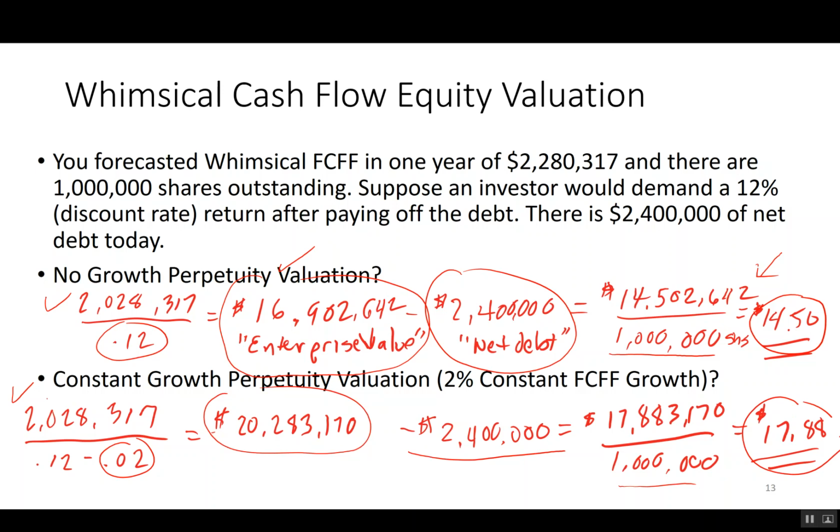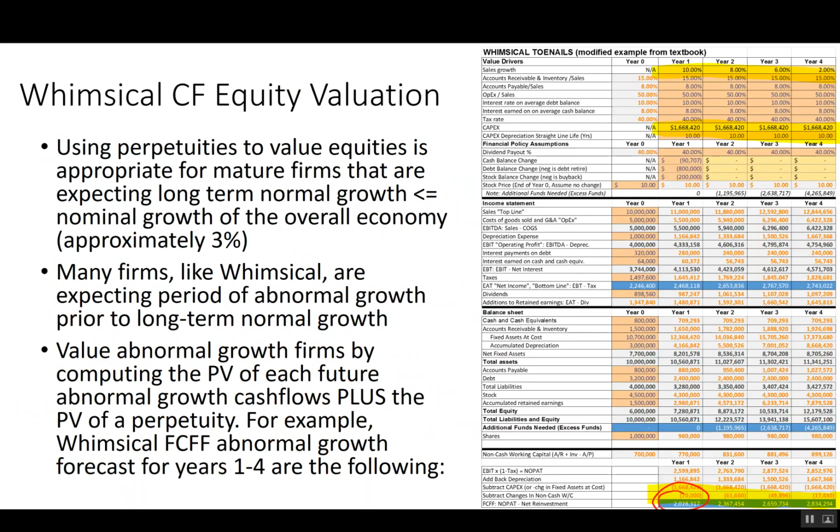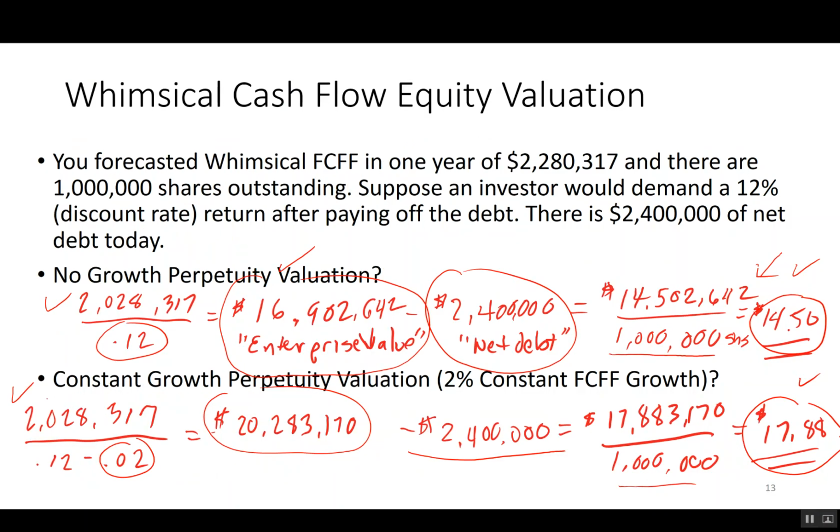So in this case, we can value free cash flows to the firm using a no growth perpetuity or a constant growth perpetuity, and we get 1450 and 1788. But we're going to do one more thing to value Whimsical. The only time to use the constant growth perpetuity or no growth perpetuity formula is for a firm that's already in its mature stage. I'll define mature stage as growth less than the growth of the overall economy, say equal to or less than about 3% per year, which is our nominal growth of our economy. So if you're going to forecast the cash flows will grow at 3% or less per year forever, I would use one of these models.